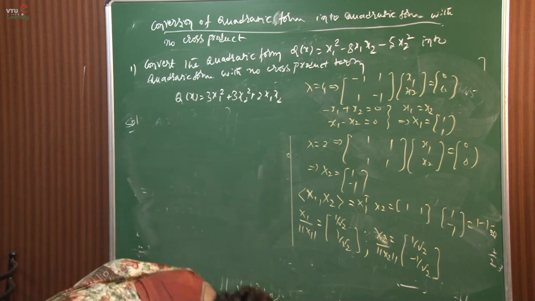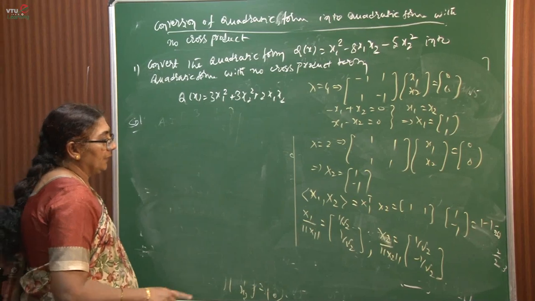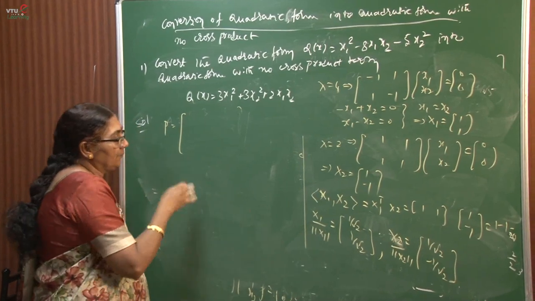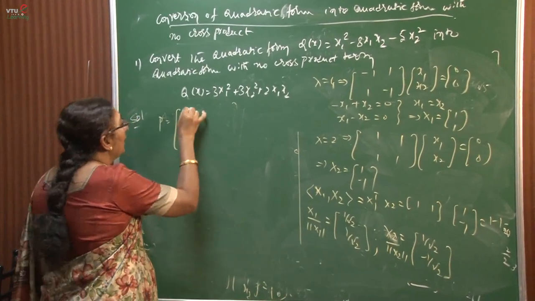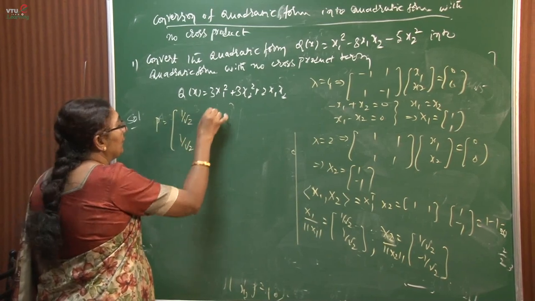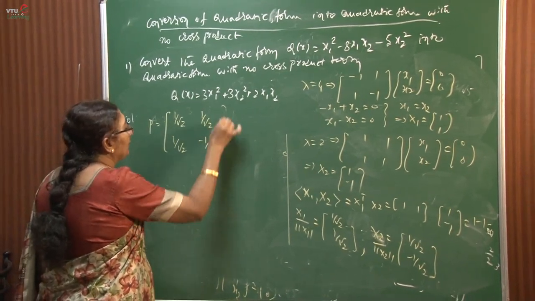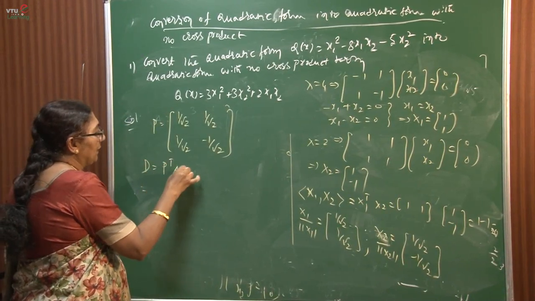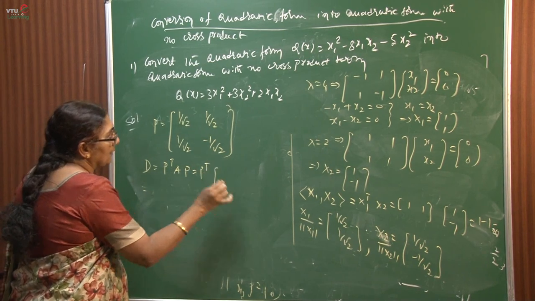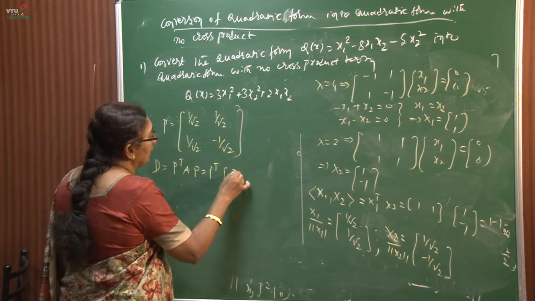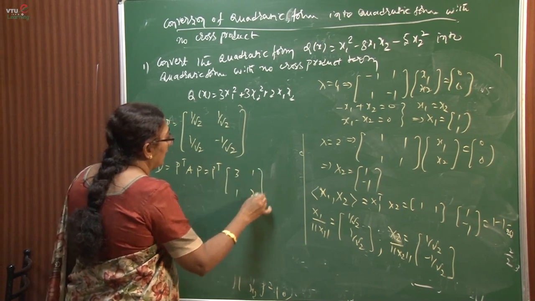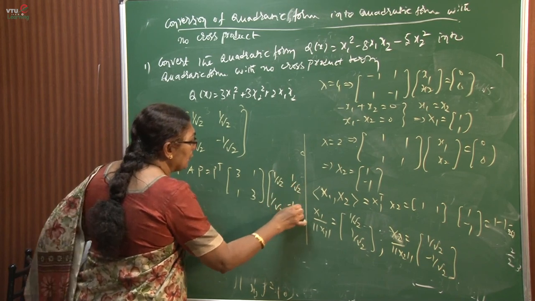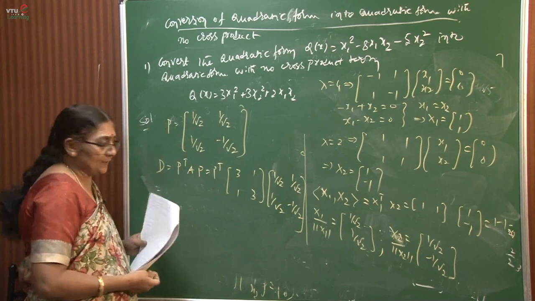Now, in the next step, we write P, whose columns are nothing but the normalized vectors: 1 by root 2, 1 by root 2, and the next one, 1 by root 2, minus 1 by root 2. Okay, fine. Now we have to find D equal to P transpose A into P. What is A? 3, 1, 1, 3, with P as 1 by root 2, 1 by root 2, then 1 by root 2, minus 1 by root 2. You please multiply these three.